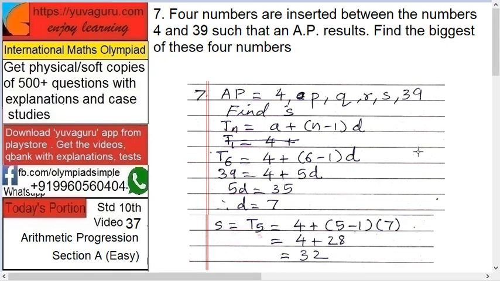Can you find what are the other numbers? 4 plus 7, 11, 11 plus 7, 18, 18 plus 7, 25, 25 plus 7, 32.